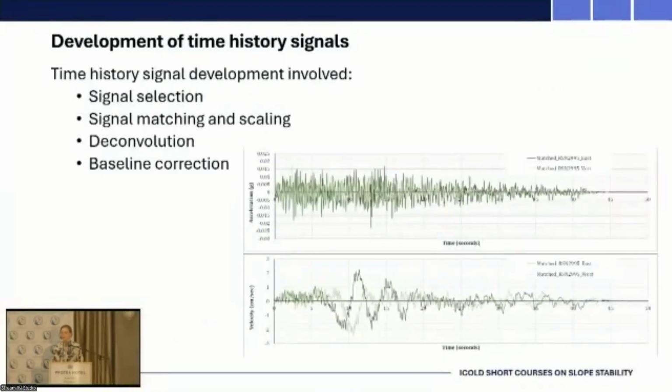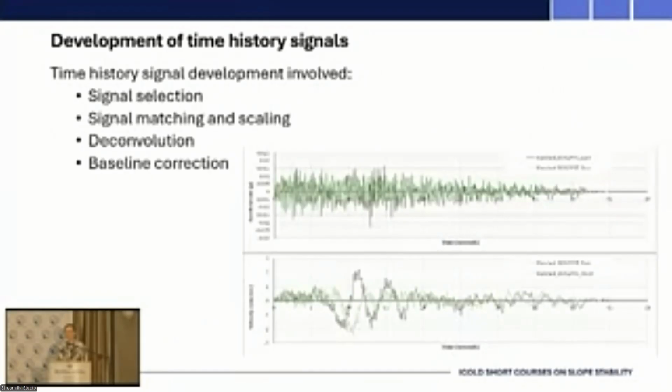So the process followed in a dynamic assessment is first to select various time history signals. As Alejo mentioned earlier on, the more the better. So you would select representative time history signals that more or less matched the characteristics of that controlling earthquake that you want to test. Then signal matching and scaling would take place, followed by deconvolution and then baseline correction. The plots shown on this slide are acceleration versus time and then velocity versus time for one of the signals that was derived through this process.